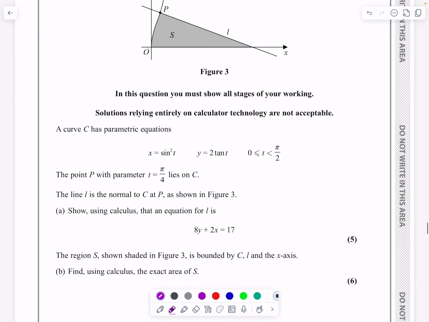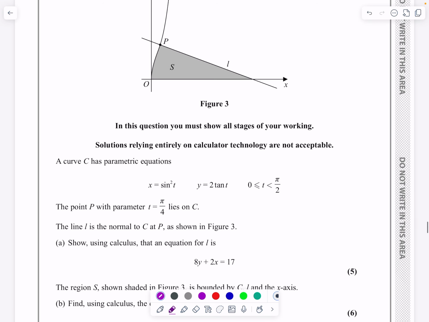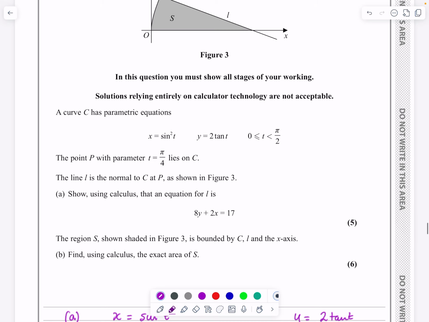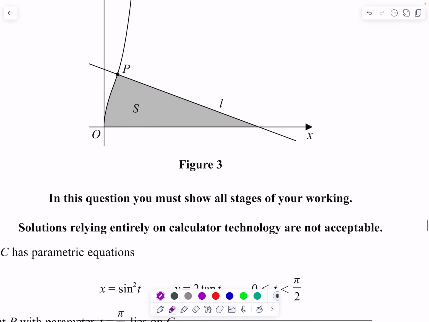Okay, what does part B say then? Part B says, find using calculus the exact area of S. So we need to be careful about this. What I'm going to do is just go back to this diagram and put some points on here. I'm going to draw a straight line down there, which will break this up into area, what I'm going to call area A as part of my working out, and then area B here.